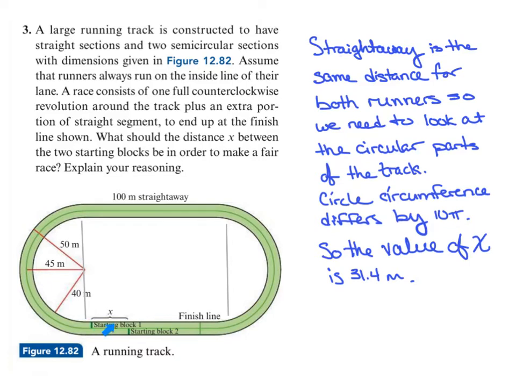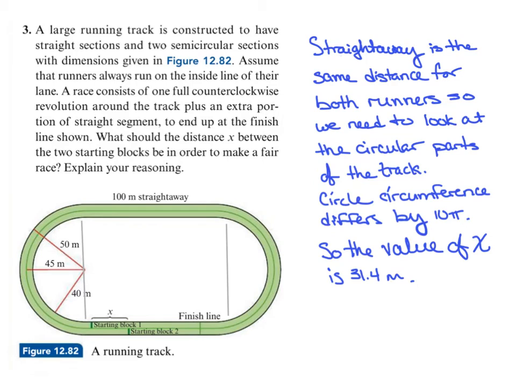So in other words, they're going to start at different spots so that they both end up running the exact same amount and the finish line is the same for both of them. So this straightaway part is 100 meters no matter where you're running. So really that 200 meters of the track is not causing any change in where they need to start. So it's the circular part, whether they're running on the very inside lane or the inside of the outer lane.